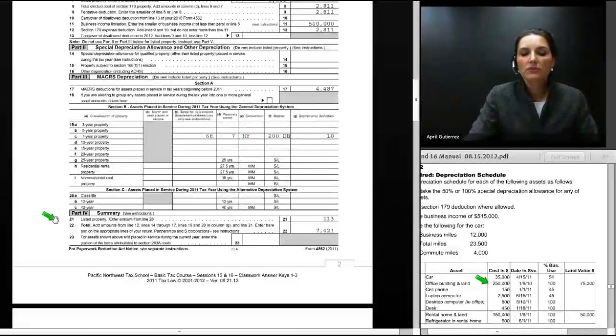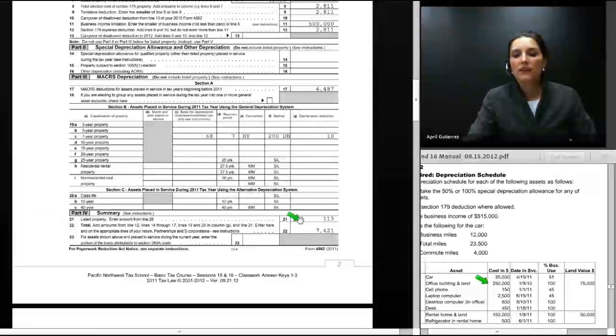On line 21, we've pulled over the depreciation deduction from Part 5 for the laptop computer. That was $113, and now we add up the numbers. Line 12 plus line 17 plus line 19 plus line 21 equals $7,421.